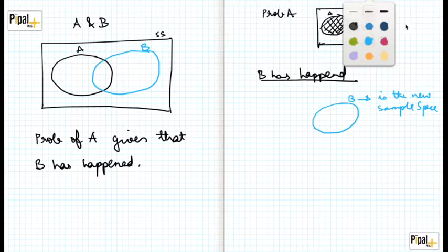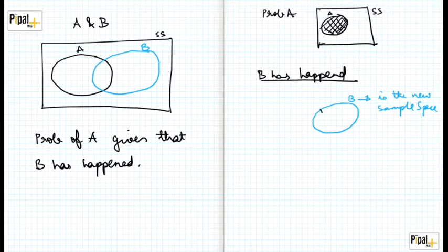So the probability of A is now going to be just this part. I'm not drawing the complete A because now it is not relevant anymore. This is actually the set A, but everything outside of B is not relevant anymore because B has already happened. So the probability of A happening is only this much. So let's say the probability of A given that B has already happened is the elements in this shaded area divided by the number of elements in B. In other words, this shaded area is actually A intersection B.